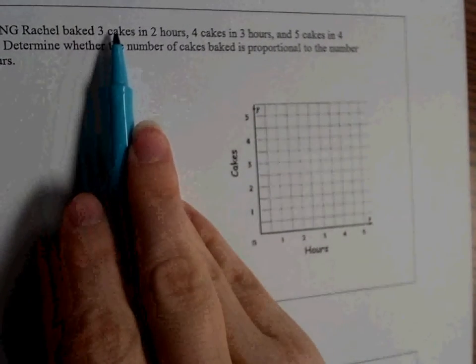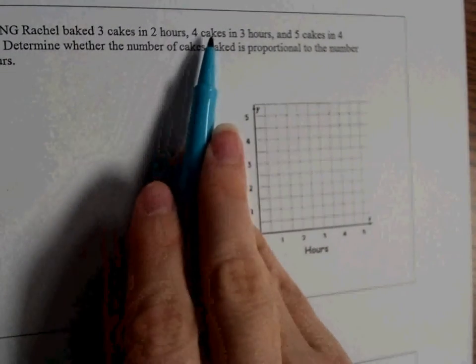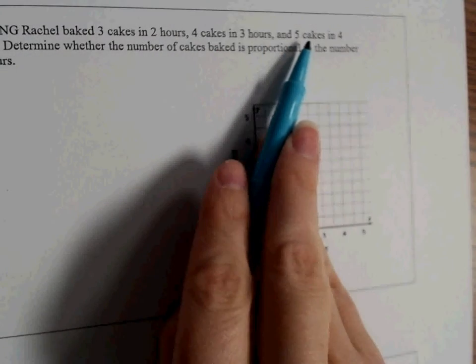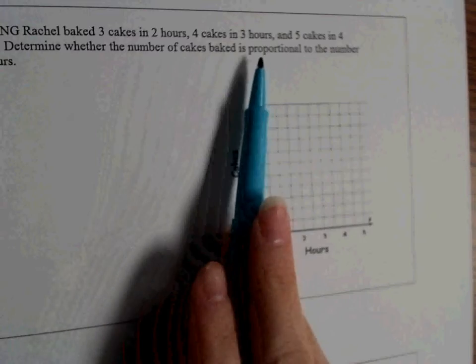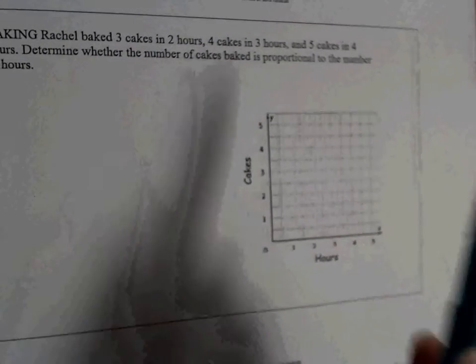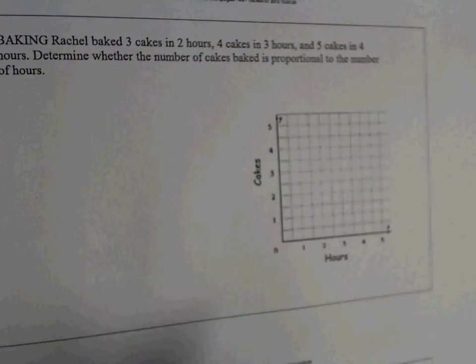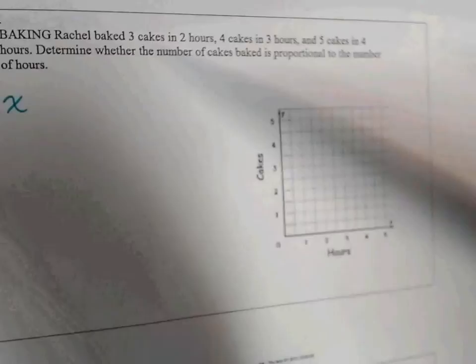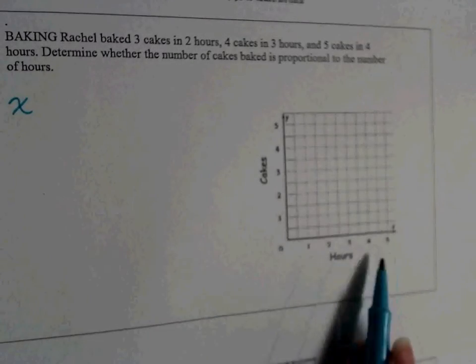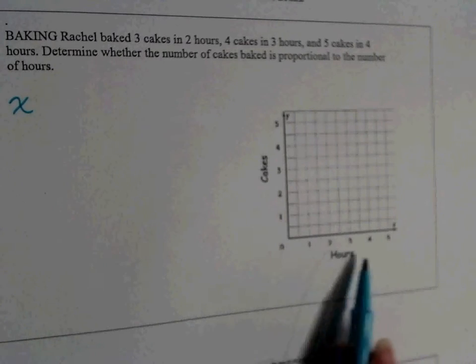Okay, let's take a look at that. It says Rachel baked 3 cakes in 2 hours, 4 cakes in 3 hours, 5 cakes in 4 hours. We want to know if the cakes are proportional to the hours. So which one of those values, cakes or hours, is going to be our x? The hours, right?